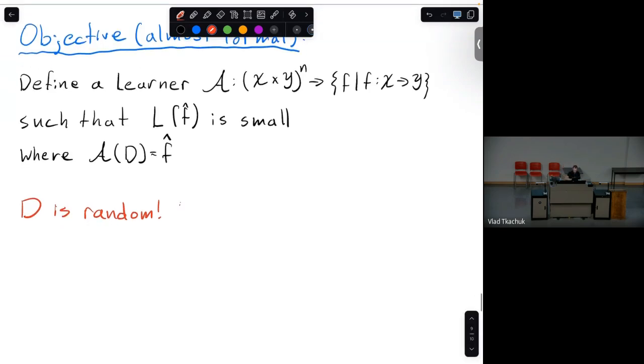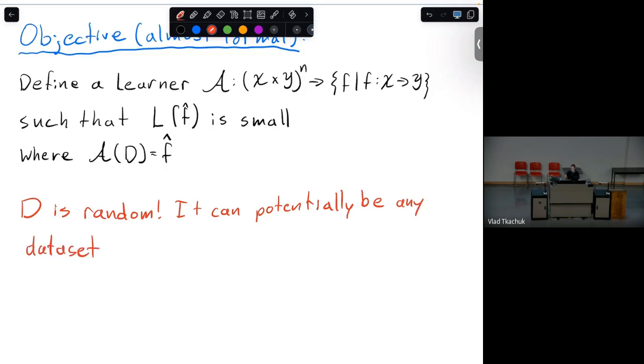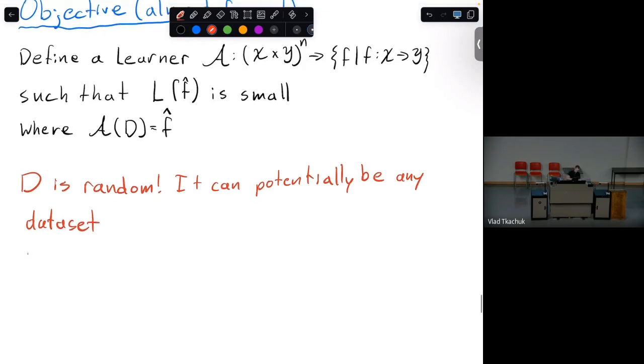That means it can potentially be any data set. Of course, different data sets are more probable than others, but it can be any data set. And what does that mean? That means if D changes, like the actual data set we get changes, then most likely the predictor you're going to pick, F, also changes.